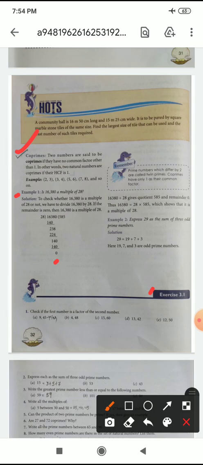Then comes to exercise 3.1. Check if the first number is a factor of the second number. Here, children, you have to check 9 and 45. In 9 table, children, you get 45. So, this is correct, or you can write yes. So, like this, you check rest numbers, then you write which are correct or which are wrong, means yes or no, you write.